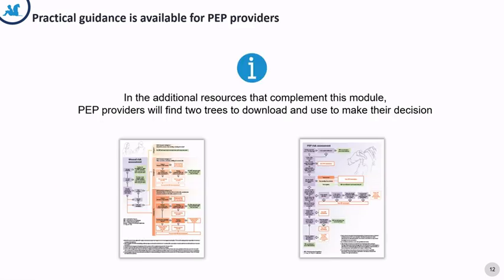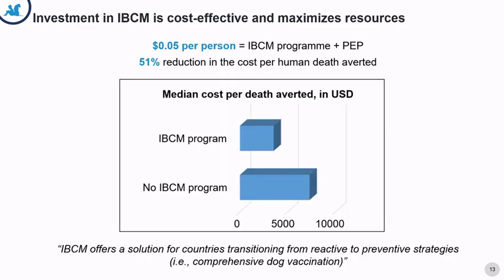Understanding how to assess a suspected rabies exposure is an important skill for any healthcare professional who's responsible for administering post-exposure vaccinations. In the additional resources that complement this module, providers will find 2 decision trees available for download and use to make their decisions.